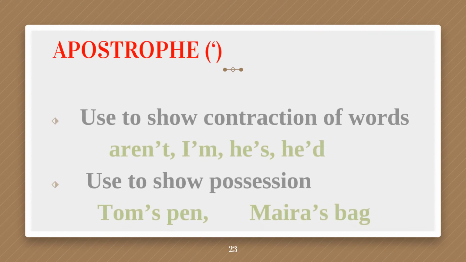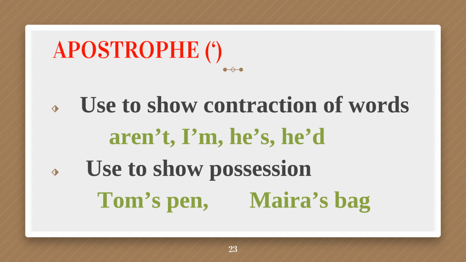Next is apostrophe. Why do we use apostrophe? We use apostrophe for two purposes. The first one is to show contraction of words. For example, "are not" is the full form, but I have omitted the O, and in place of the O I have used apostrophe: aren't. "I am" is the full form. "He is" or "he has" is the full form, so I have omitted some letters and used apostrophe. "He would", he'd.